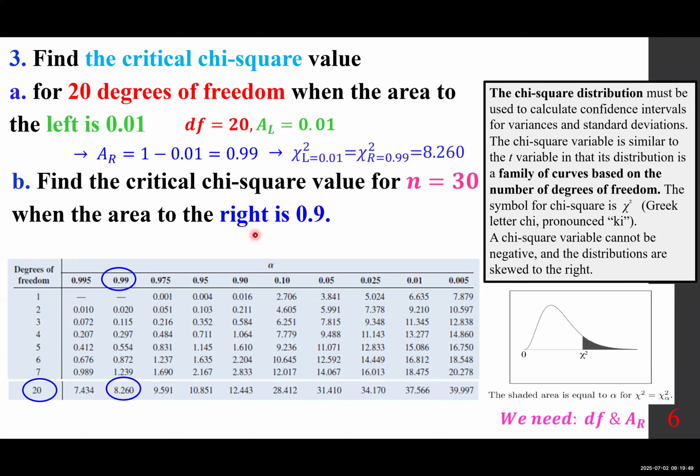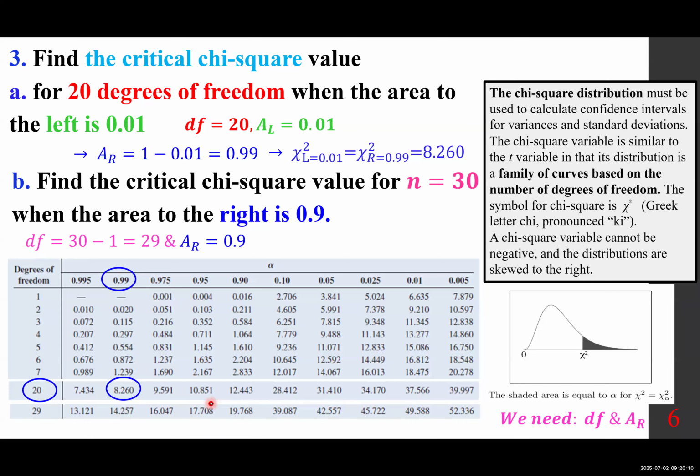Part B, n is 30, so degrees of freedom is 29, n minus 1. And area to the right is given. So we need two things. We need degrees of freedom is 29. We need area to the right is 0.9. Again, I didn't have room, so I'm going to put another row with degrees of freedom being 29 and area to the right being 0.9 or 0.90.